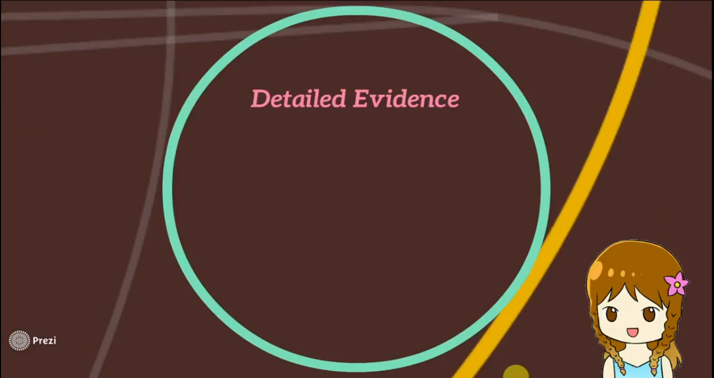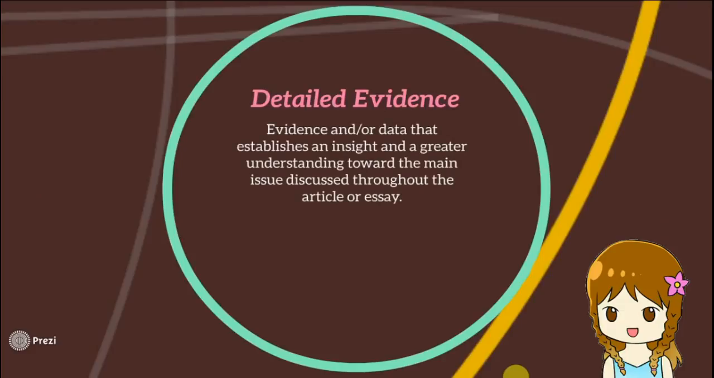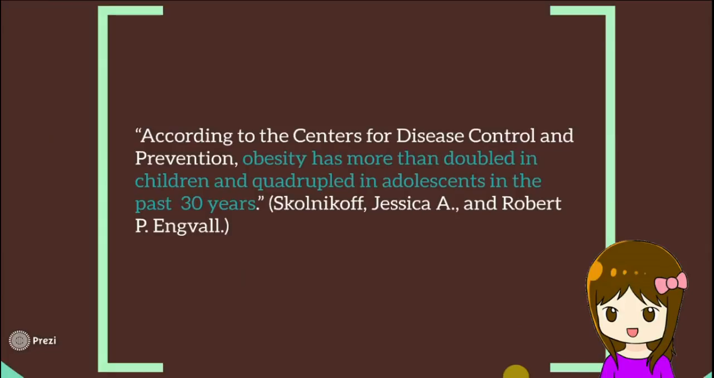Detailed evidence is evidence and or data that establishes an insight and a great understanding toward the main issue discussed throughout the article or essay. According to the Centers for Disease Control and Prevention, obesity has more than doubled in children and quadrupled in adolescents in the past 30 years. This quote represents detailed evidence because statistics are provided.